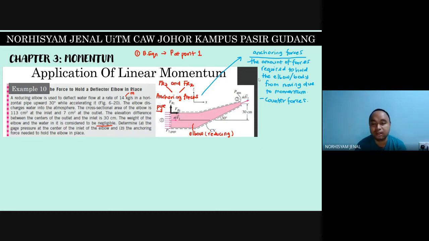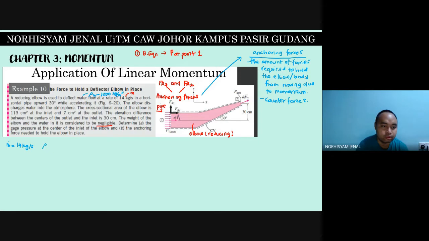But for us, since we are dealing with liquid, so we are dealing with liquid only. We don't have any object in terms of solid object. Okay. So now, to do the calculation first, what we have to do is a reducing elbow is used to deflect water at a rate. So we have mass flow rate in terms of 14 kilogram per second. Right? Since this is water, we will assume the density of water should equal to 1000 kg per meter cube.